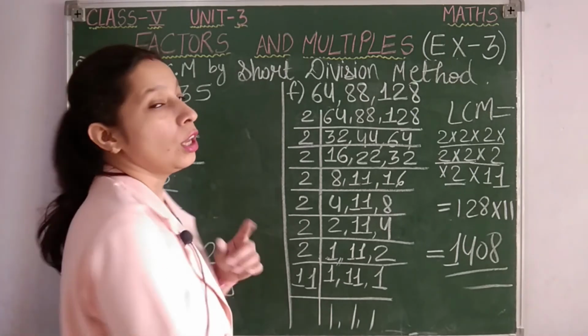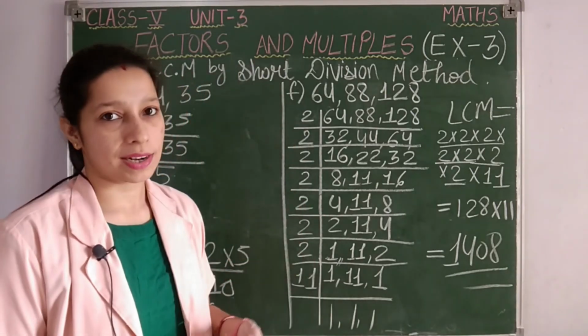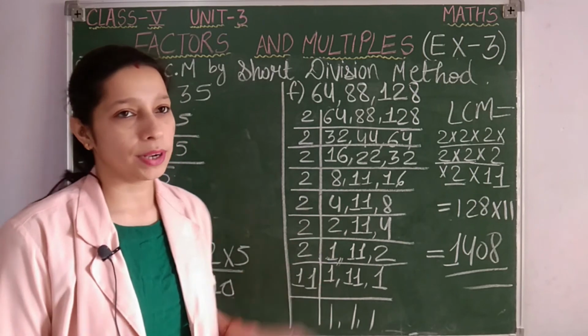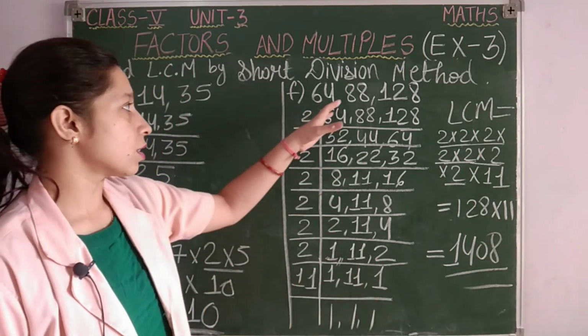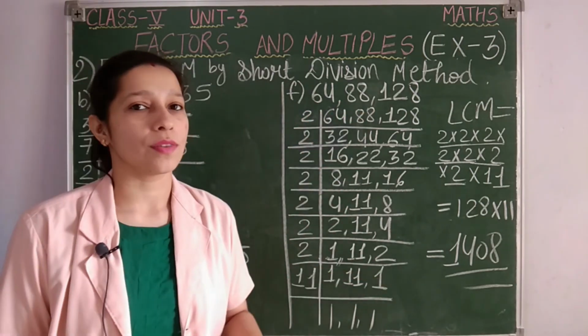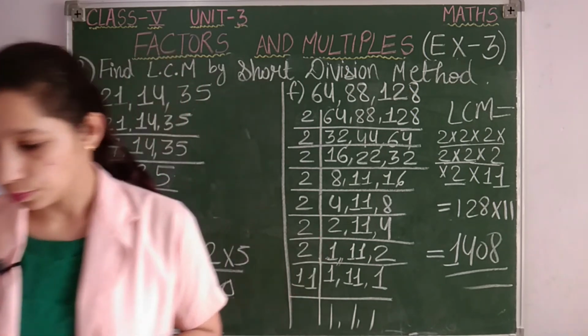Again I am repeating, you will be doing the rough work after putting the margin in your paper. At the side you can simply do the rough work. So what is the LCM for 64, 88 and 128? 1408. Note it down.